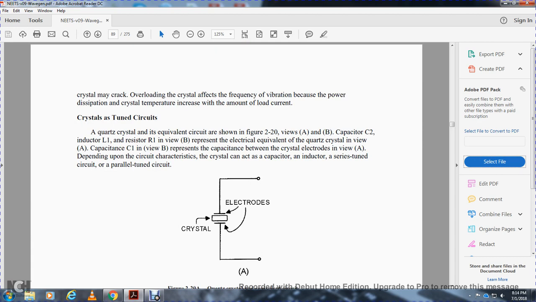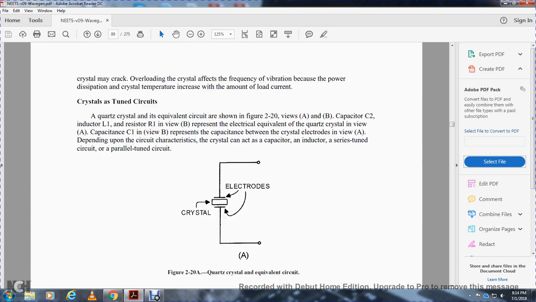A crystal is a tuned circuit. The equivalent circuit of a crystal is shown in Figure 220, view A and B, with capacitor 2, inductor 1, and resistor 1. View B represents the equivalent circuit of the quartz crystal in view A, with capacity C1 representing the capacity between the crystal electrodes in view A. Depending upon the circuit characteristics, the crystal can act with the capacitor and inductor as a tuned circuit, like a parallel tuned circuit.